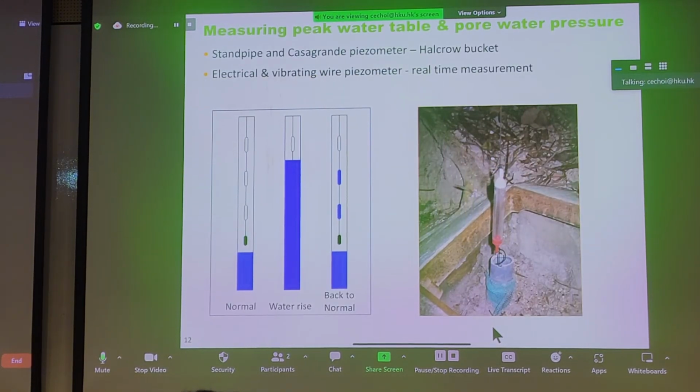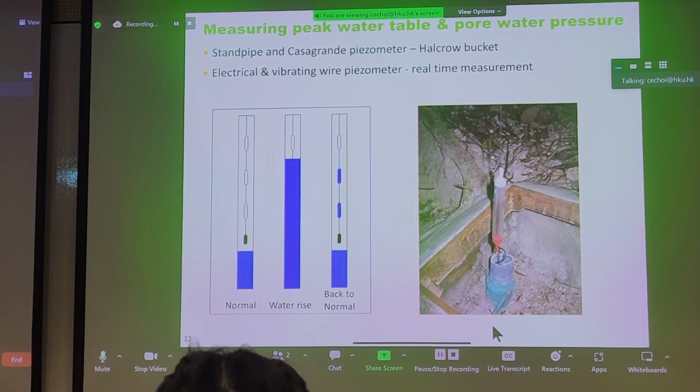There's also another instrument that we use in Hong Kong that's quite interesting. You can probably imagine a standpipe. Let's say you're designing a slope, and you wanted to know what the maximum water table was. Unless you're at the site 24 hours, 7 days a week, you might miss a rainfall event or how high the groundwater table was in a particular standpipe or piezometer. So what can we do? Well, there's something called a Halcro bucket in Hong Kong. Halcro buckets are in essence a series of buckets on a string. You can see it being lowered down in this hole here.